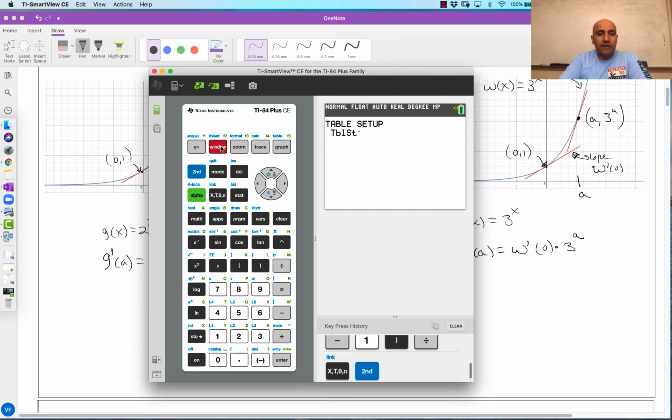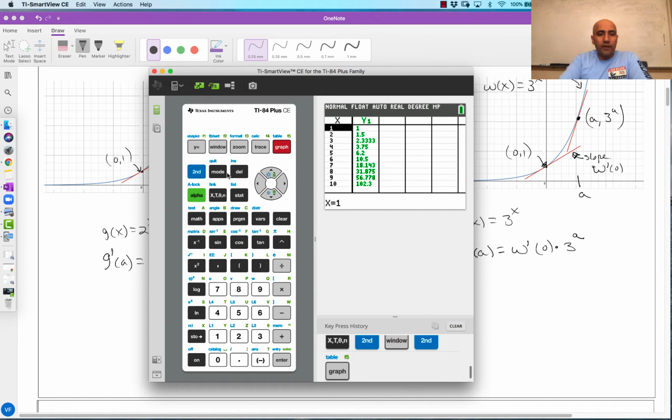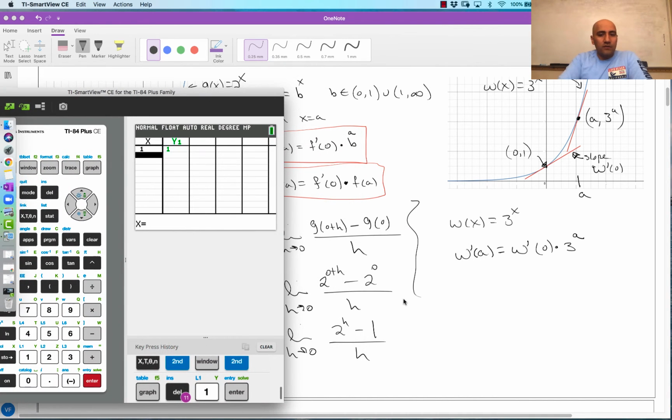So make sure you hit table set, and that the independent variable is under ask, the dependent is under auto. Let's go to our table, and then delete anything that was already there. And let's just do one really easy one for calculation's sake. So if we put a 1 there, we're going to get a 1. Does that make sense? So if we put a 1 here, 2 to the 1 power is 2, minus 1, that's 1, over 1, which equals 1. Okay, so that makes sense.